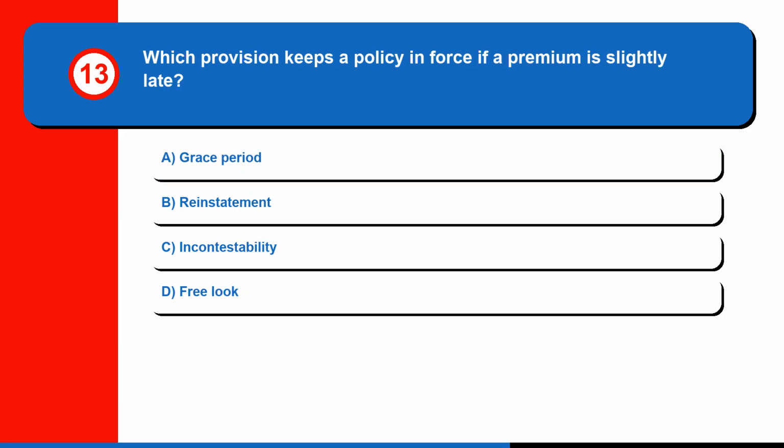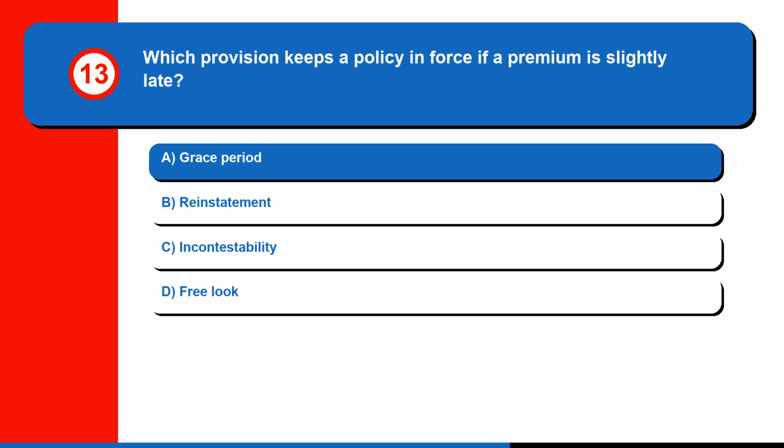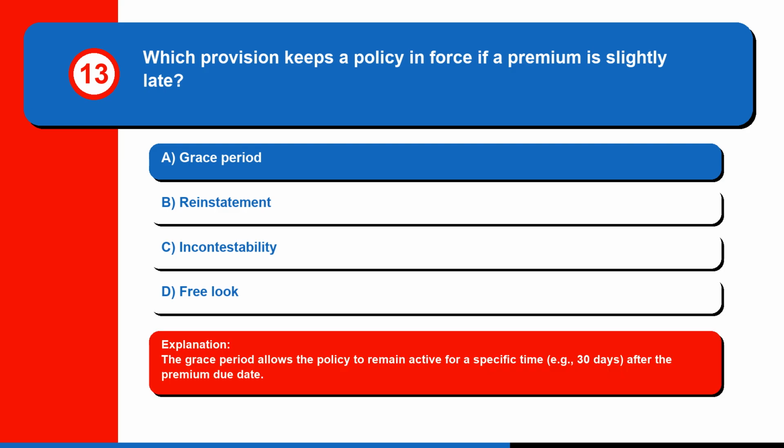Question 13. Which provision keeps a policy in force if a premium is slightly late? A. Grace period. B. Reinstatement. C. Incontestability. Or D. Free look. The correct answer is A. Grace period. The grace period allows the policy to remain active for a specific time, for example 30 days, after the premium due date.